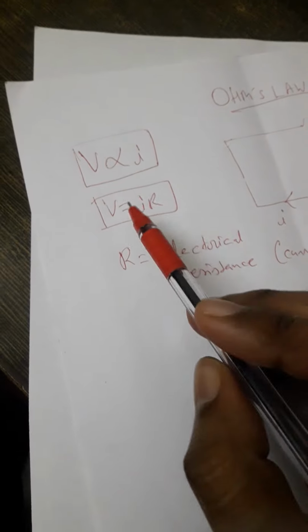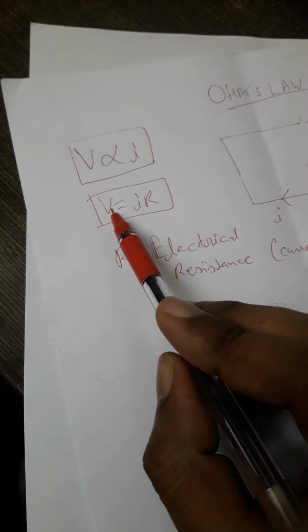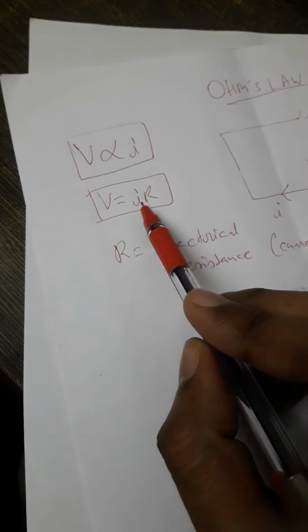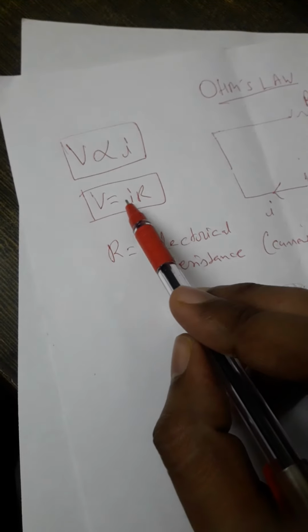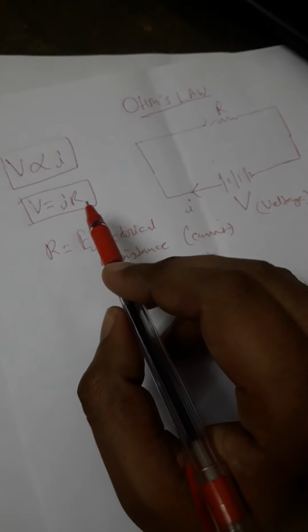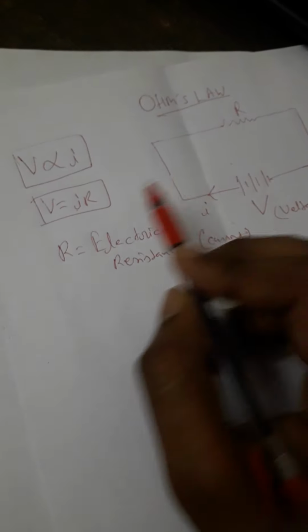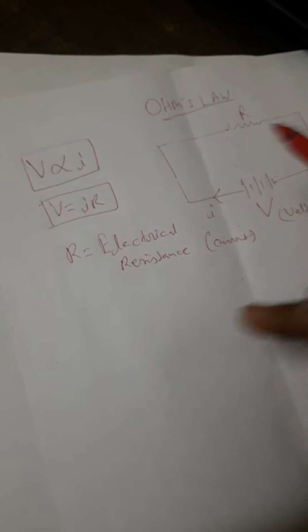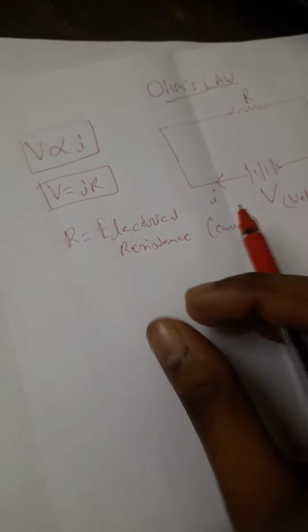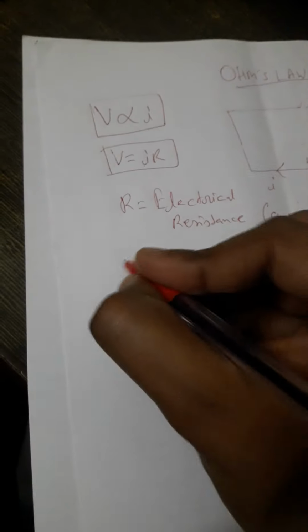If you know any two parameters in this formula, suppose you know voltage V and I, then you can easily determine the total resistance in the circuit. Let us take an example to understand how to use this formula.